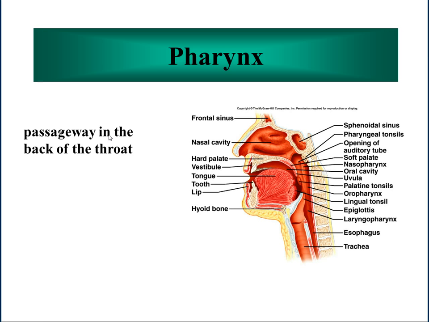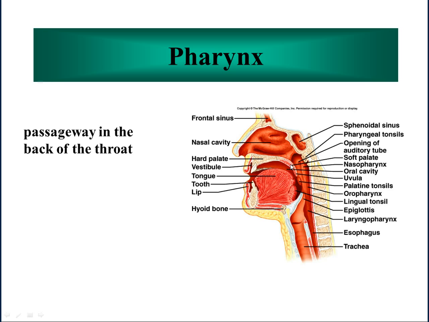The pharynx is a passageway in the back of the throat. Again, I believe we've already gone through some of this, but let's go over it again. The hard palate and then the soft palate. The vestibule, here's the lip, and this is just the little area between the lip and the teeth, the jaw and the teeth, the gums. Okay, and then the tongue.